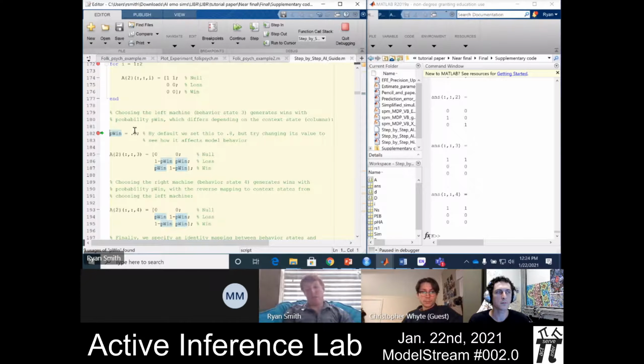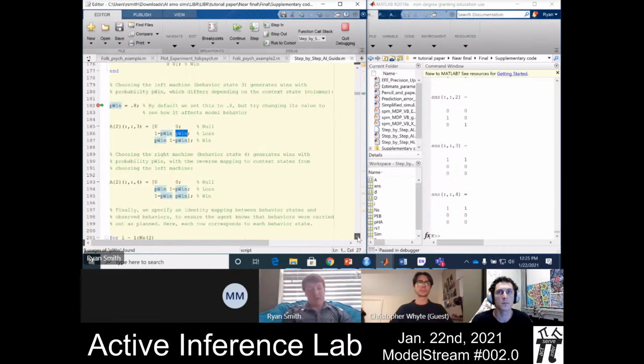And this is the part where the actual reinforcement or reward learning comes in, because what I can do is say, okay, if I'm in the choose-the-left-machine state, so 3, then the probability of winning, the probability of losing is 1 minus P win, and the probability of losing in the right one, if I choose the right one, is high, right? Which makes sense, because if I'm in the left better context, then if I choose the right column, if I choose the right machine, then I'm most likely going to lose.